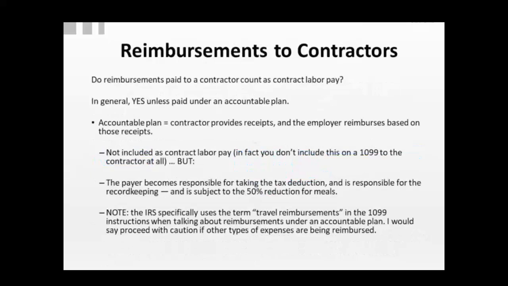Starting to run low on time here, and we've still got the 1099-K segment to talk about, which I do want to spend some time on. So we won't spend a whole lot of time on this slide here about reimbursements to contractors. If you reimburse the contractor for an expense, is that contract labor pay? The answer is probably, unless it's paid, the reimbursement under an accountable plan, which means the contractor provides receipts to you and you reimburse based on those receipts. That is not contract labor pay.